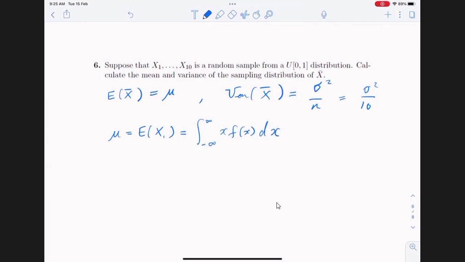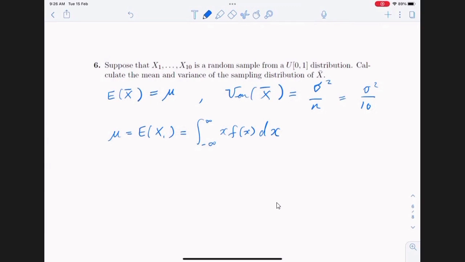This is how we compute the population mean. The population mean is the expectation of one particular observation from the population. In general, it is obtained as the integral of x multiplied by the probability density function, integrating over the whole real line. This is the formula for calculating a population mean. I guess you should have already learned this before, right?